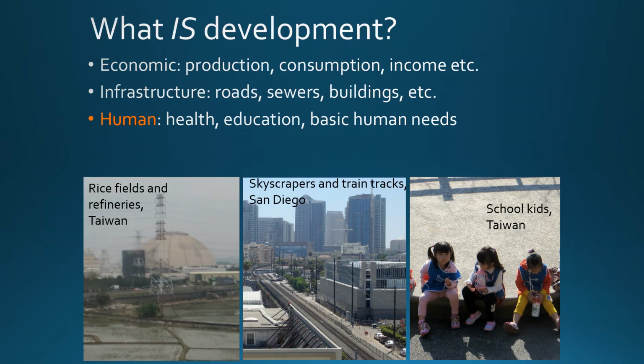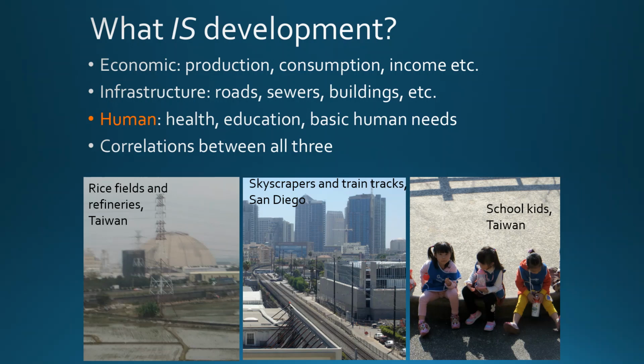And then there are all these human indicators, and we're going to talk a lot about the Human Development Index, which ranks things like health. How long do people live? What are the rates of disease? Education: how long do people go to school? What do literacy rates look like? And also basic human needs. Do you have enough to eat? Do you have shelter?